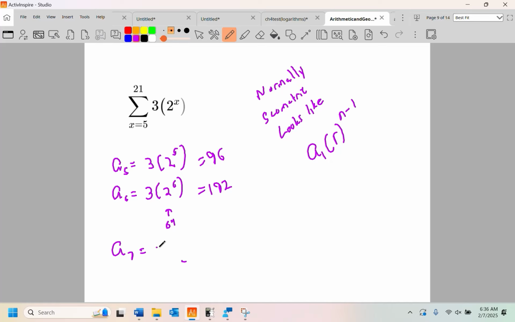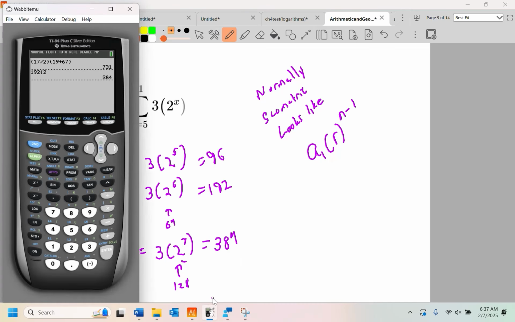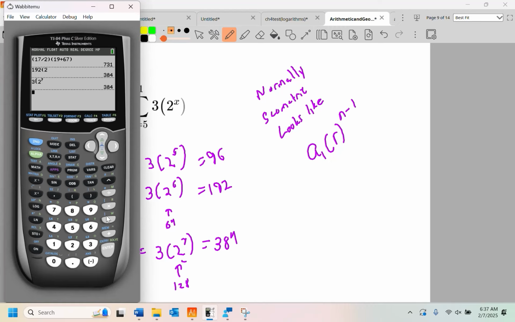So a sub 7 is 3 times 2 to the 7th. 2 to the 7th is 128. And 3 times 100 is 300. 3 times 20 is 60. So that must be 360. And then 3 times 8 is 24. So 384. And again, let's just check. It's early in the morning. 3 times 2 to the 7th, 384.